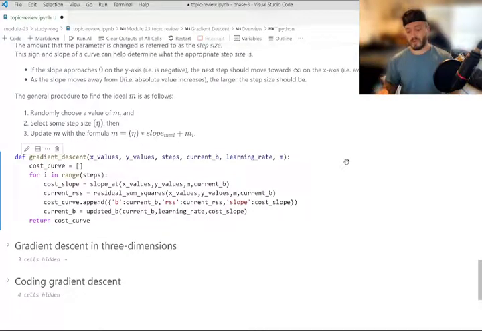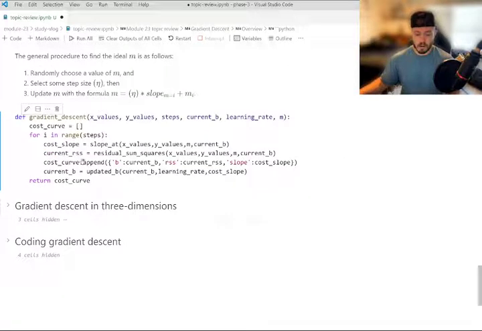The general procedure to find the ideal m, or the coefficient value, is as follows. You randomly choose a value of m, just like earlier we randomly began with a regression line. You select some step size, which is notated with the Greek letter eta. Then you update m with this formula here. M equals eta, your step size, times the slope, your derivative, at whatever point you selected for m, right? And this little code snippet here is just an example of what that would look like in Python.